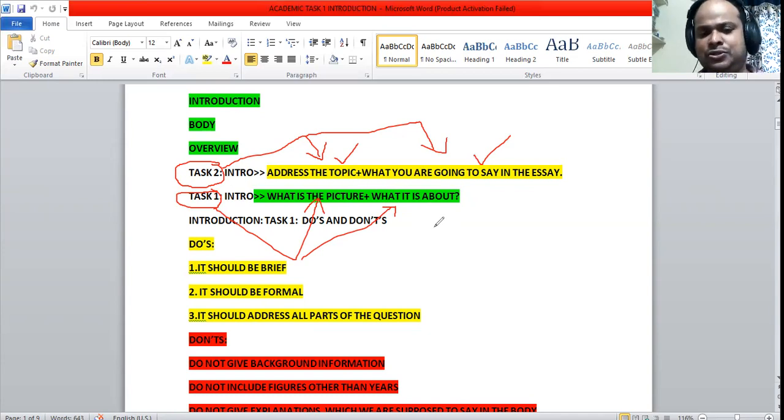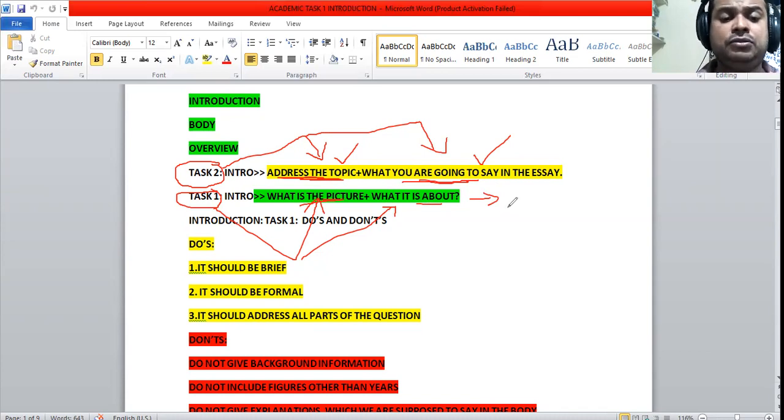In a Task 2, you're going to say what exactly the topic is, address it in one or two sentences, and what you're going to say in the essay. Sometimes your opinion, sometimes a hint of what you are going to say. Here, what is the picture and what is it about? This is stated already in the question.